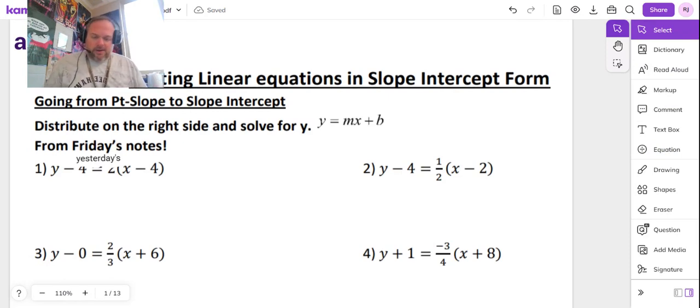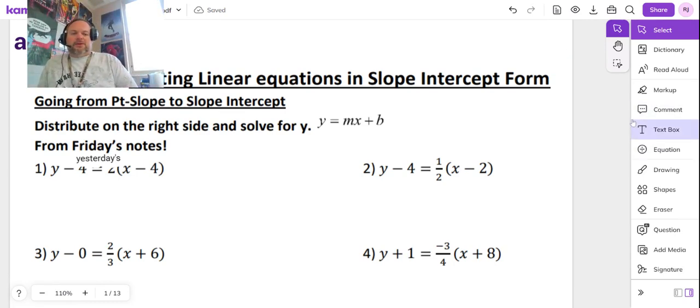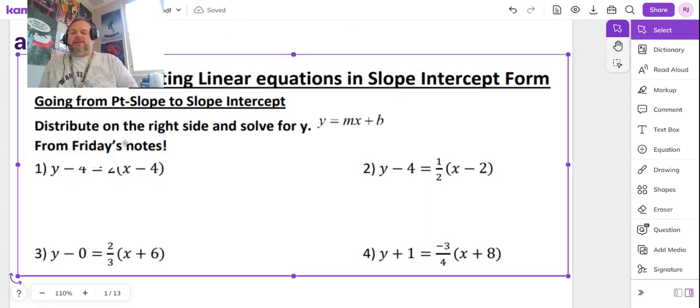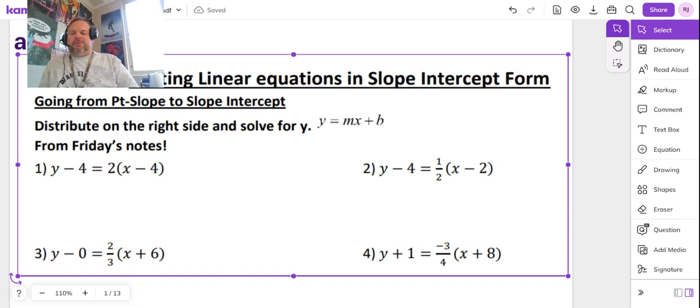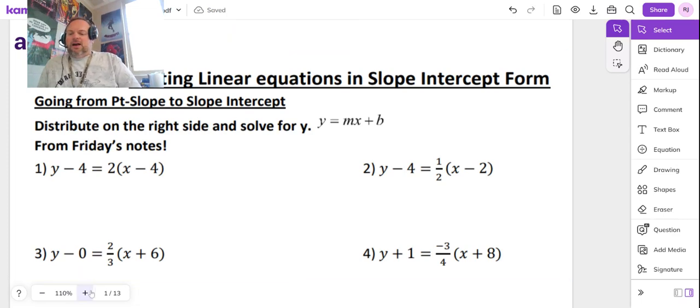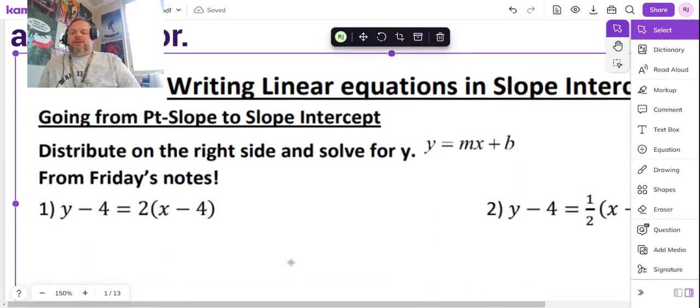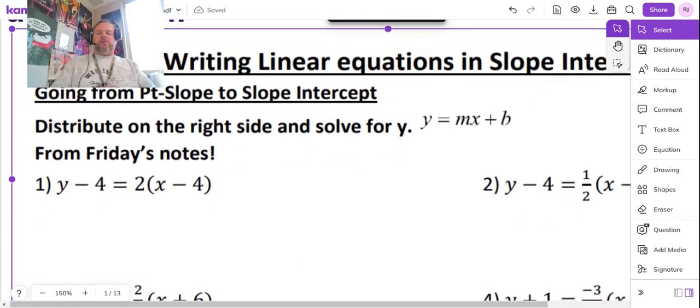We are going from point slope to slope intercept today, and there was a typo on your notes when it said Fridays. It's supposed to be yesterday's notes. All right. So what we're going to do, we're going to distribute on the right side and then solve for y. Okay. This is our springboard.